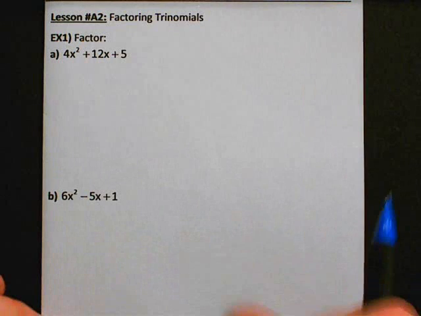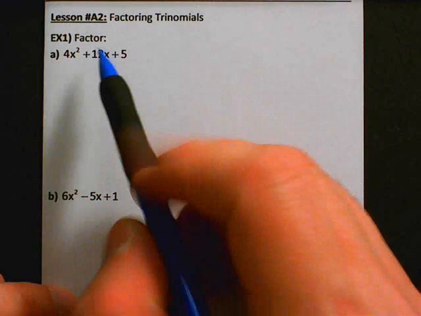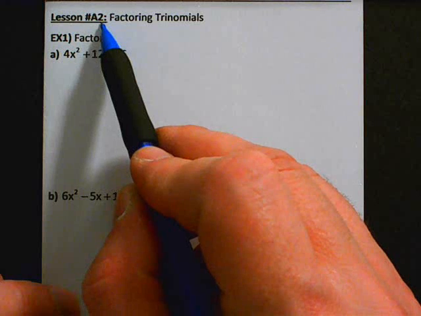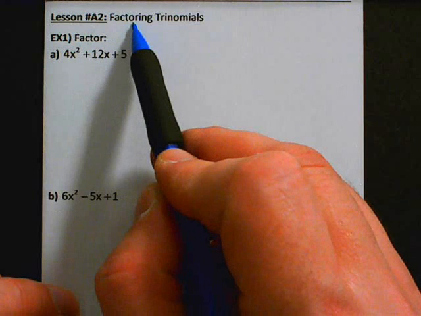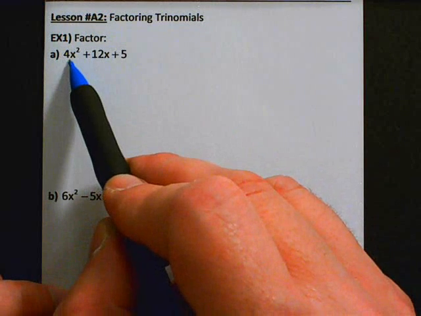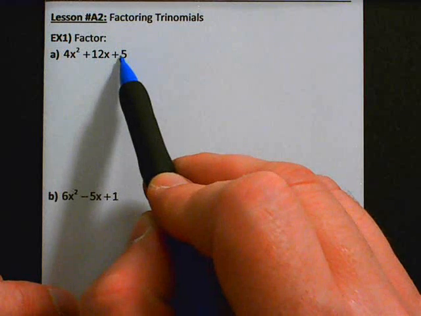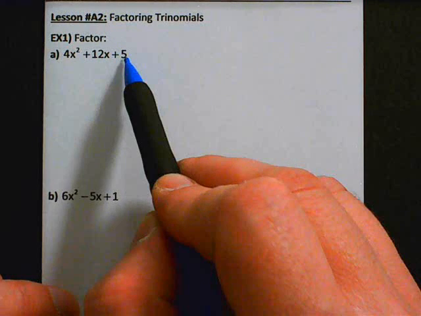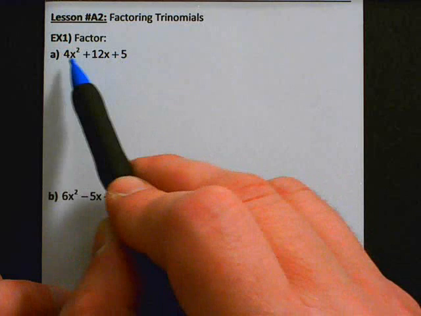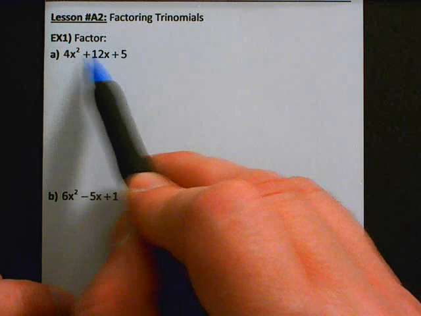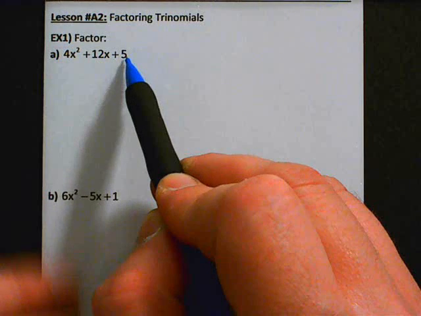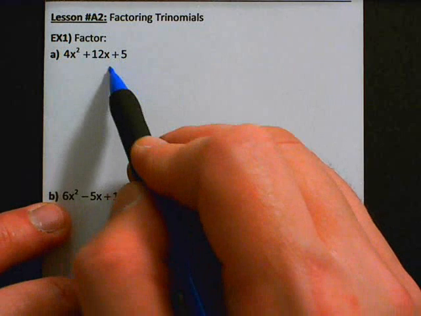Hello, this is going to be lesson A2, factoring trinomials. Basically, we're going to factor things that have three terms. So every time you try to factor this, you should always ask, is there any number that goes into 4, 12, and 5? And the answer would be no, there isn't.